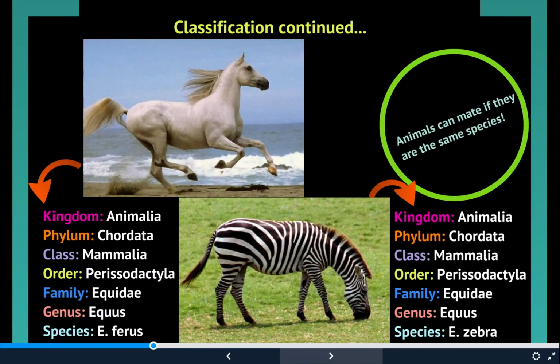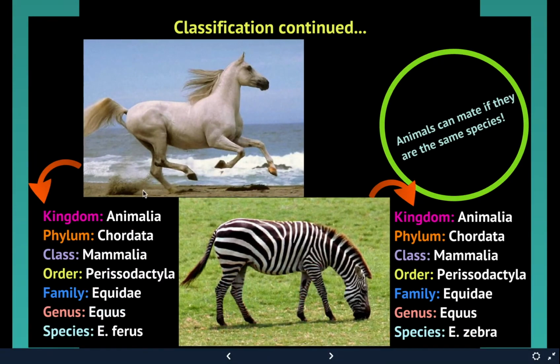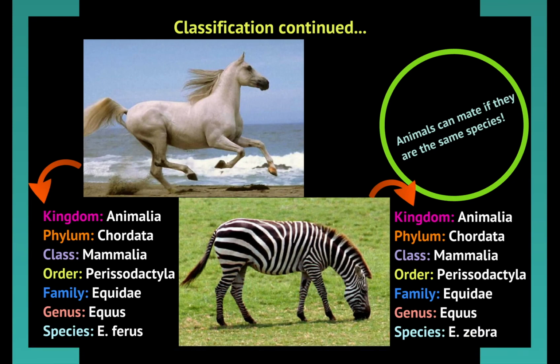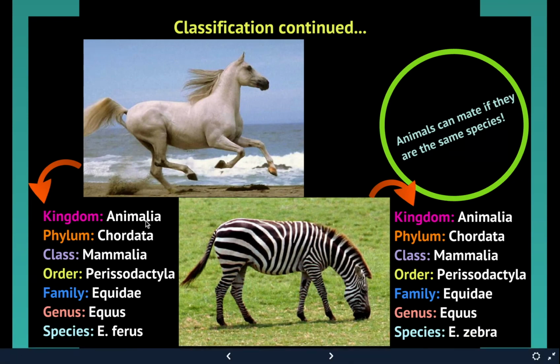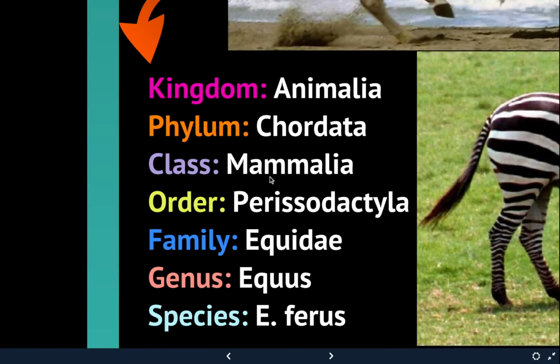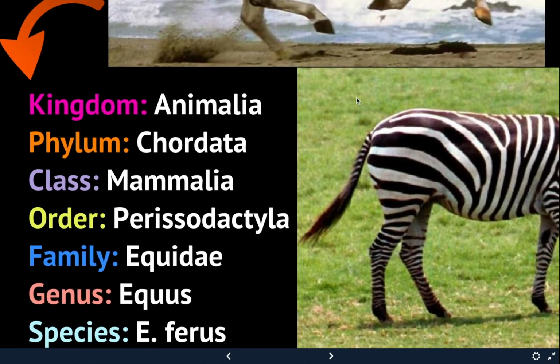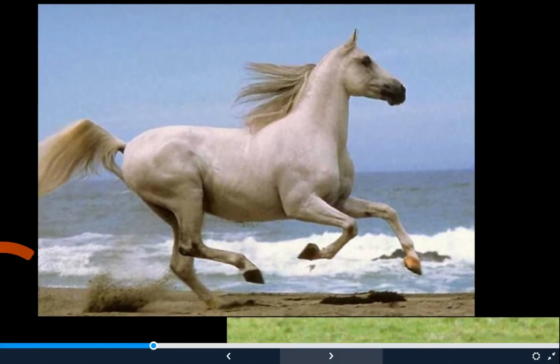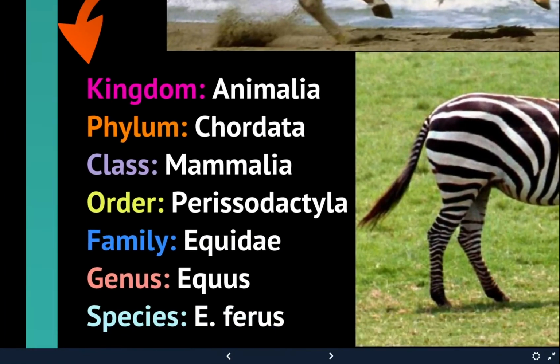Classification continued. If you were to take horses, for instance, the domain would be Eukarya, the kingdom would be Animalia, the phylum would be Chordata. The class would be Mammalia. The order would be Perissodactyla, Equidae, Equus, and finally the species for this horse would be this species down here.